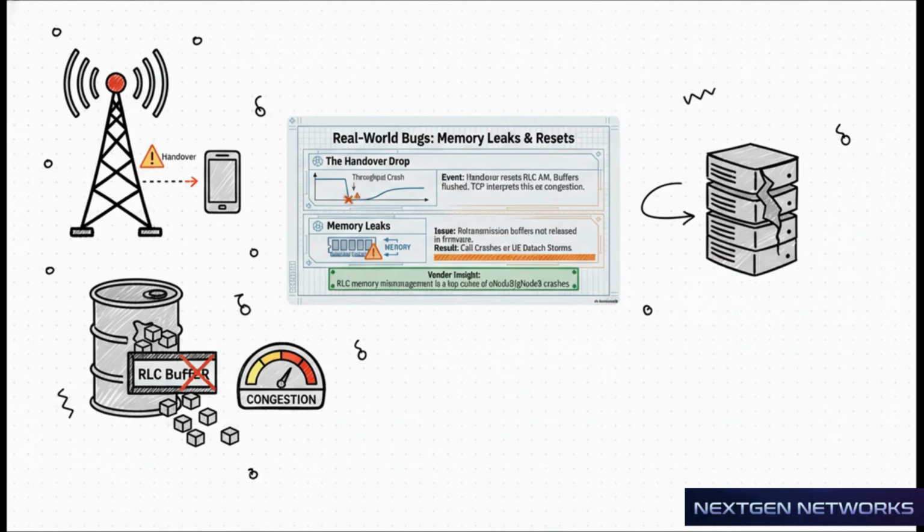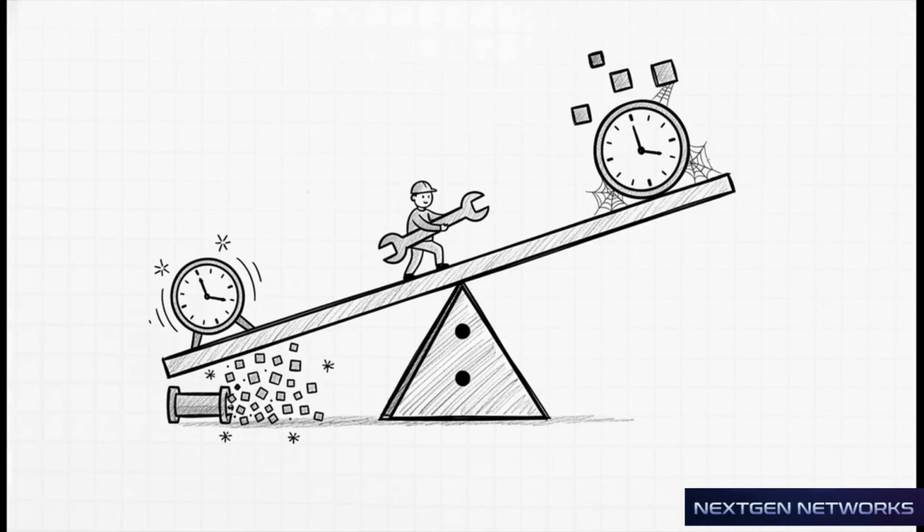But even scarier are memory leaks in the RLC buffers on the cell tower itself. According to folks who work on this stuff, this is one of the top reasons that entire cell towers just crash. And here's another little secret from the field. Getting the RLC timers tuned just right is an incredibly delicate balancing act. If a timer is too short, you can get congestion and clog up the works. If it's too long, you get huge latency and stalled data. For network engineers, tuning these timers is this constant battle to keep that shield strong.